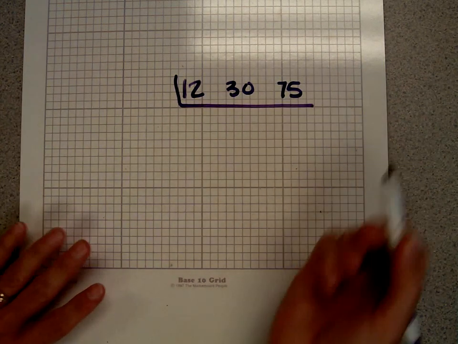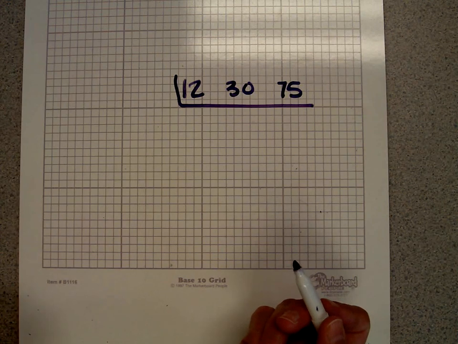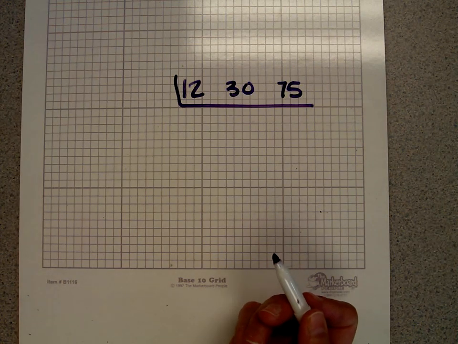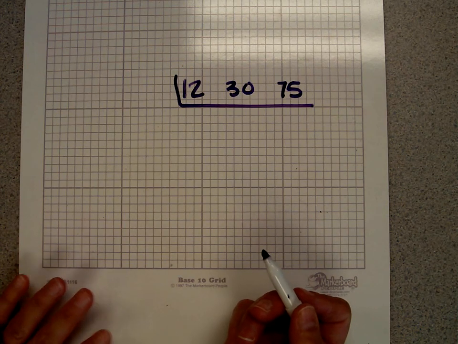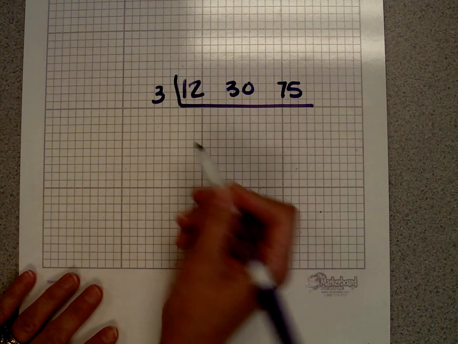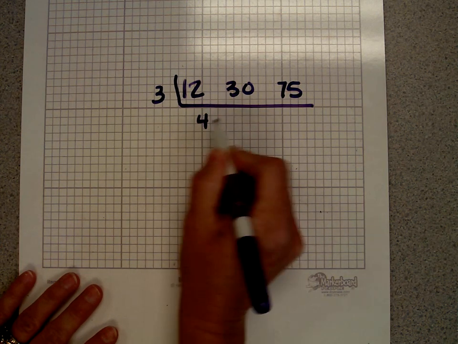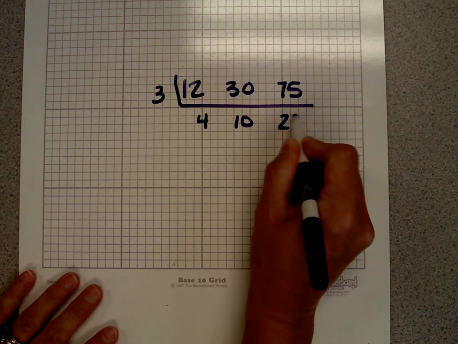Using the upside down birthday cake method, if I look at those numbers, 12, 30, and 75, I ask myself, can I take a 2 out of all of those numbers? And the answer is no. So I go up to the next prime number, which is 3. Can I take a 3 out of each of those numbers? And the answer is yes. 12 divided by 3 is 4, 30 divided by 3 is 10, and 75 divided by 3 is 25.